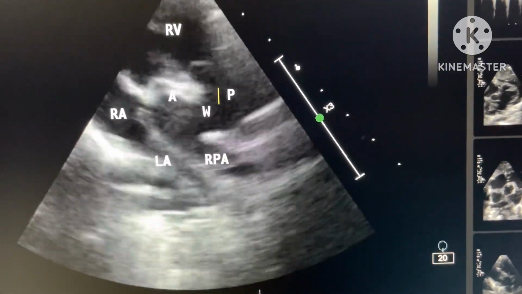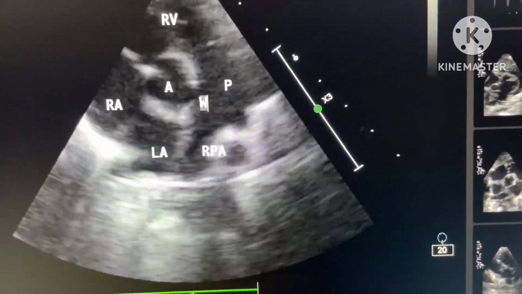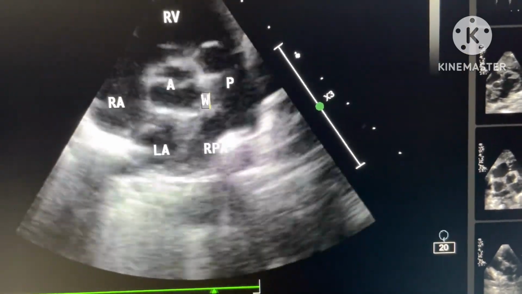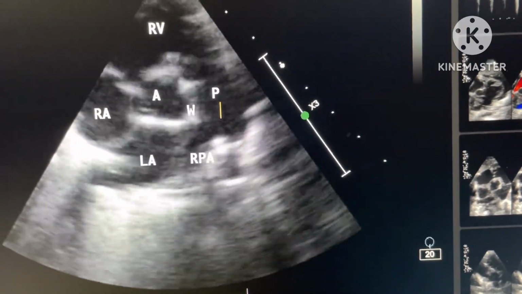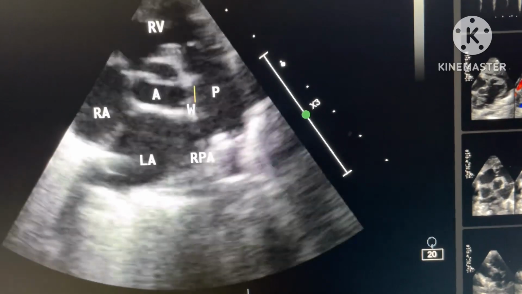Main pulmonary artery you say, pulmonary trunk you say. So that defect is called aortopulmonary window. Window happens before the main pulmonary divides into right and left pulmonary artery. So this defect is aortopulmonary window.